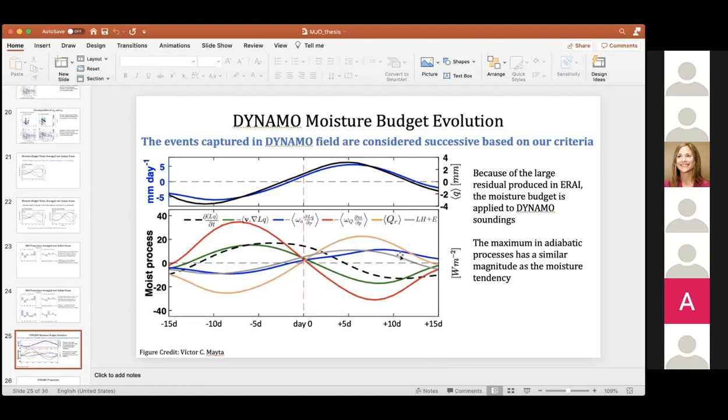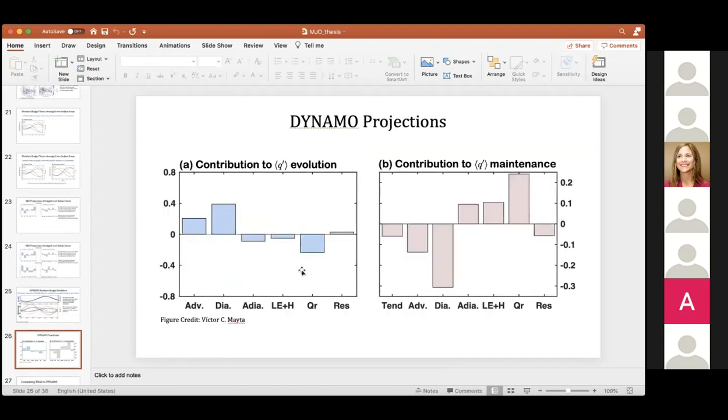Another thing to note is that even though the scaling is different, our adiabatic term in both DYNAMO and ERA-Interim scales to the same level of magnitude as the moisture evolution term. So in both of these, adiabatic processes are important. We do the same thing with the projections. Again, these figures are provided by Victor. We have the contributions to moisture evolution on the left and the maintenance on the right.